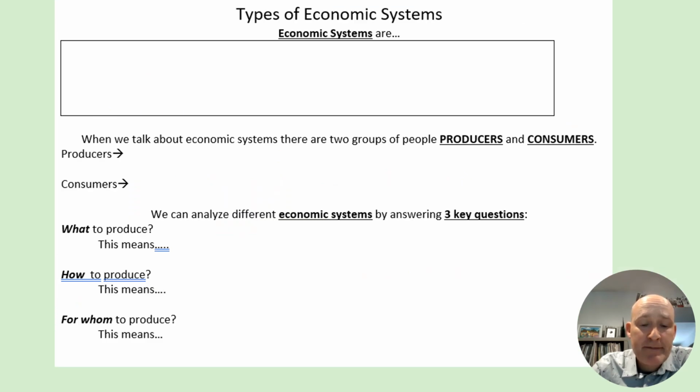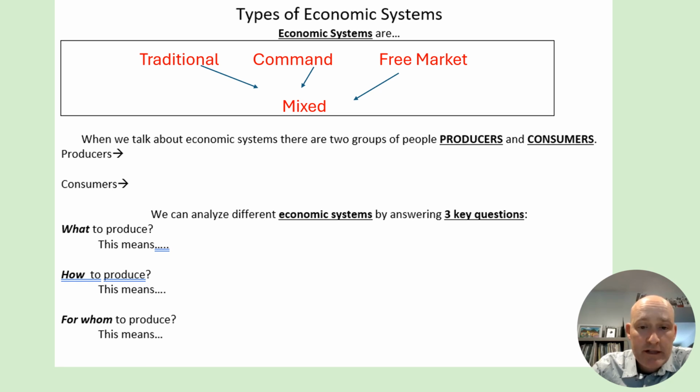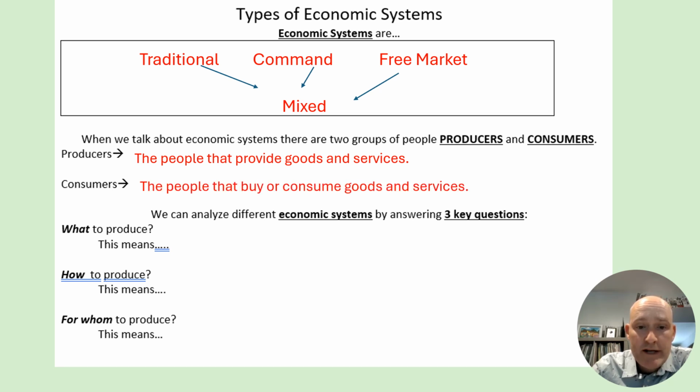So we talk about the economic systems, right? And one is traditional, command, free market, and then if we combine them all together, it's a mixed economic system. So a producer is one of the people that provide goods and services, whereas the consumer is one of the people that buy or consume the goods and services. So producers are the ones making the products or providing the service. Consumers are the ones that are buying those products or services.